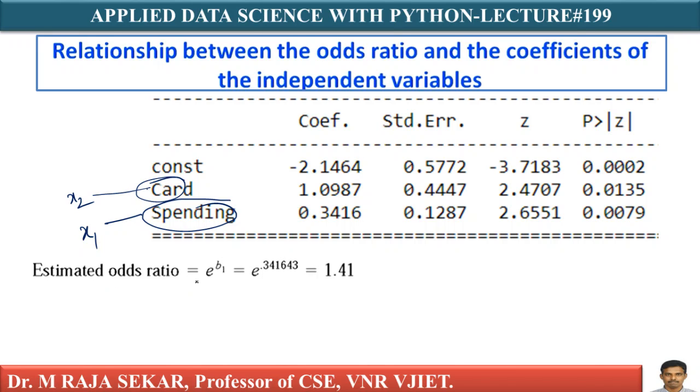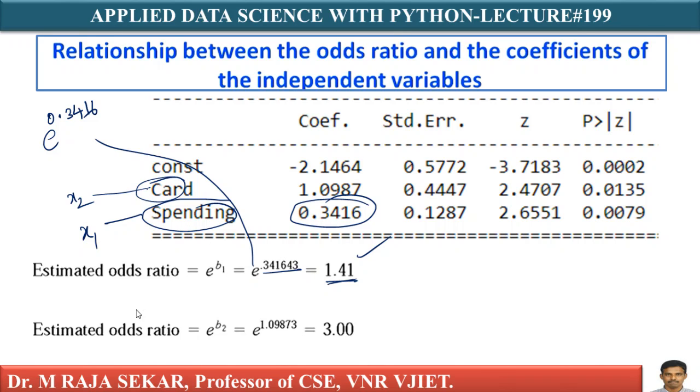Now, the estimated odds ratio is e power b1. b1 means coefficient. Whose coefficient? The spending coefficient, that is 0.3416. That's what I am writing here. What is this? e power 0.3416. Therefore, what will you get? 1.41. This is for which variable? For spending, amount spending.